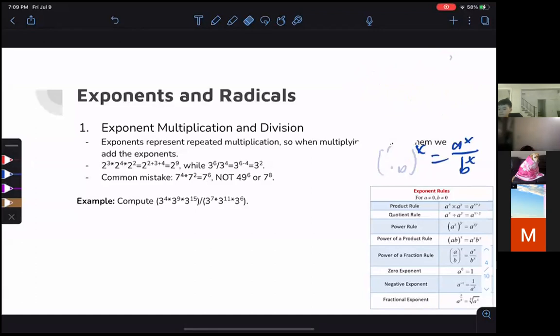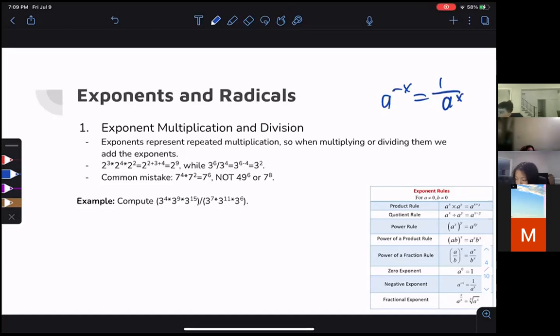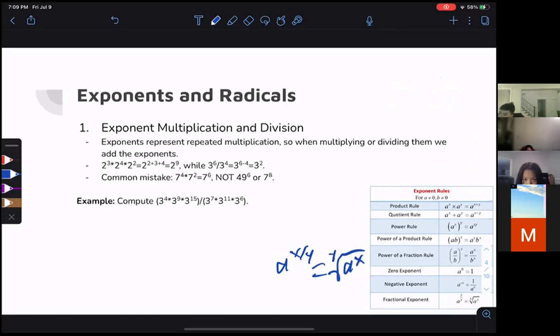And then, as I mentioned earlier, a negative exponent is the reciprocal of the positive exponent, like a to the negative x equals 1 over a to the x. So for a to the negative 2, it would be 1 over a squared. That's just an example of it. And as I said, fractional exponents are taking the roots of numbers. Here it's written a to the x over y is the yth root of a to the x.